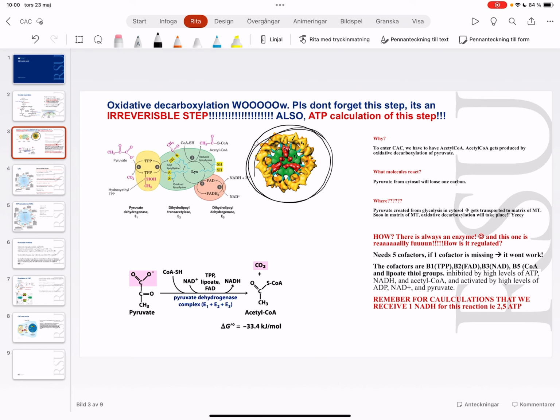Okay, so where does this step occur? Oxidative decarboxylation. Pyruvate is produced in the cytosol. If we have the cell right here, and then the mitochondria right here, pyruvate will travel inside, because the citric acid cycle takes place in the matrix of the mitochondria. So pyruvate will travel to the matrix of the mitochondria, and here in the matrix we will have oxidative decarboxylation.